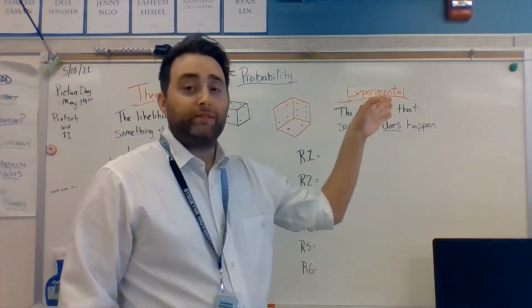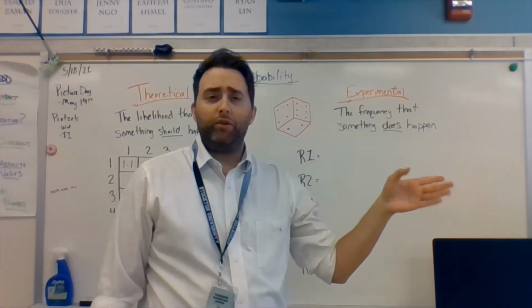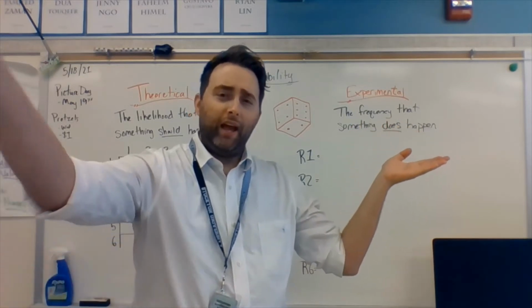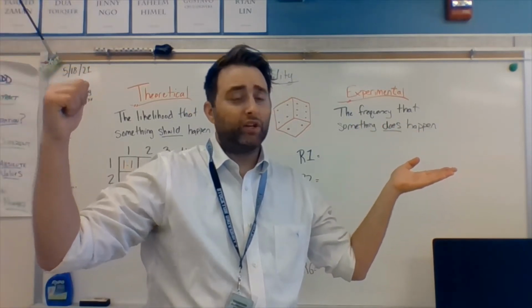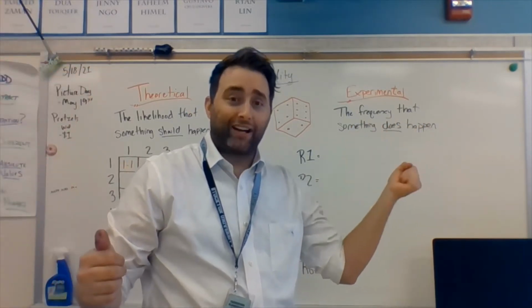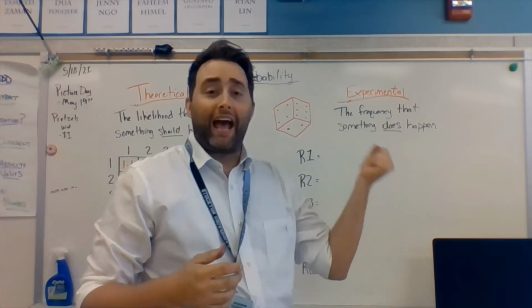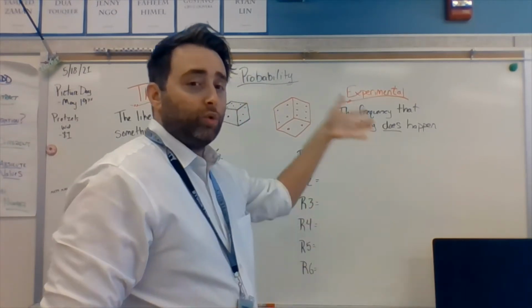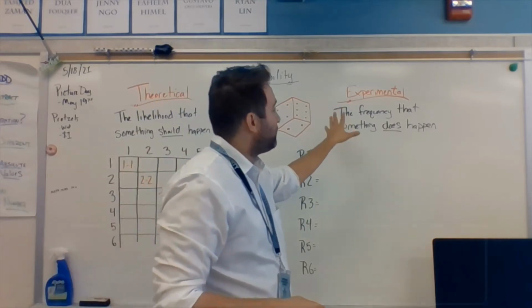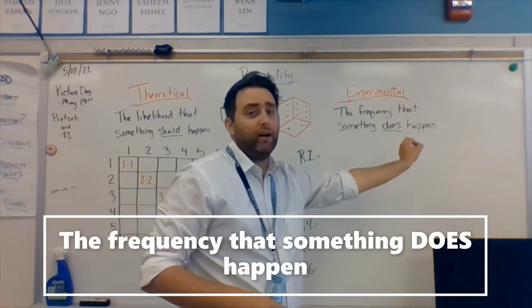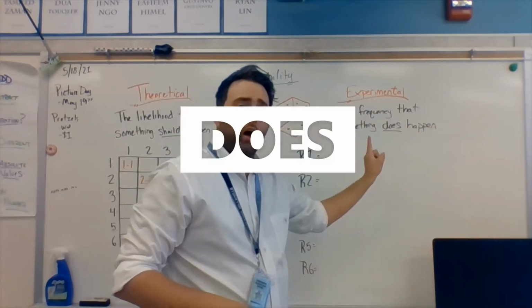Now, we're going to transition over to experimental probability. You feel like experimental should kind of be this one, but it's not. Because once you've done your experiment, you know the actual facts, the actual numbers, the actual data. So experimental is the frequency that something does happen.